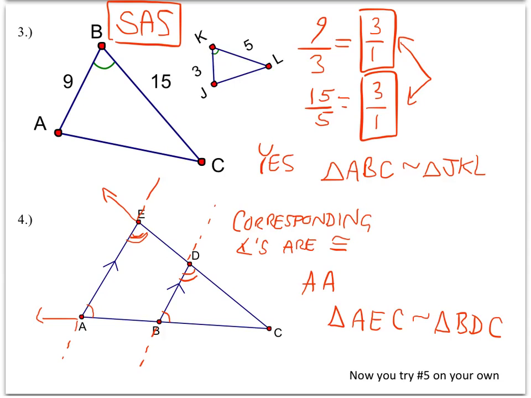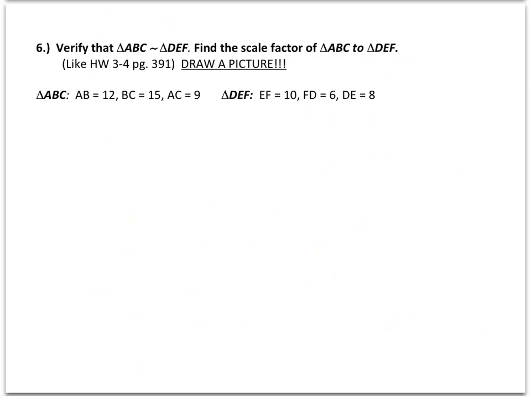I want you to now try number 5 on your own. If you have to pause the video at this point to try it out, that's fine, but I'm going to move on. In this example, we're told to verify that these two triangles are similar. So let's go ahead and draw the triangles. It does not matter what they look like. They can be equilateral, isosceles. It's just a general representation. It's not going to be accurate, but the important thing is that you label everything correctly.